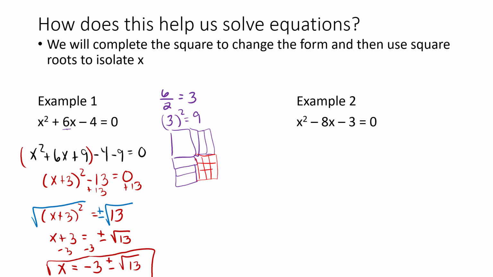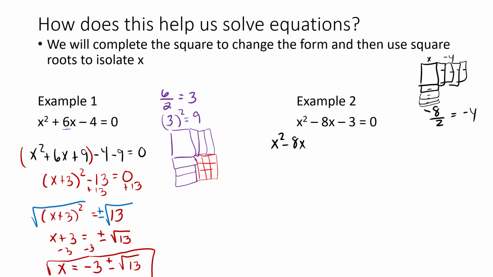So same process. We're going to do x squared minus 8x. I'm going to take that negative 8 and divide it by 2. Okay, negative 4. And what that tells me is that what I've got going on out here is negative 4 going this way and negative 4 going that way. And so my side length is going to end up being x minus 4 in that area model.